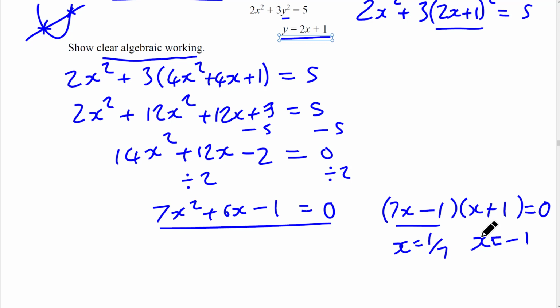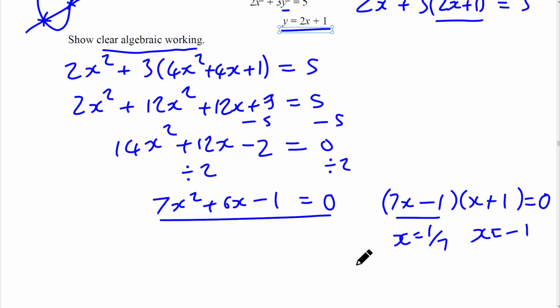Right, we do need to find the y values for that. So when x equals 1 over 7, what is y going to equal? Y equals, that's 2 over 7, subbing into here, plus 1. 1 is 7 over 7, so that's going to be y equals 9 over 7. And x equals minus 1, y equals minus 1.